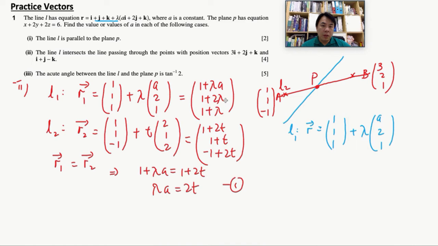Then we're going to compare the second component, which is 1 plus 2 lambda must be the same as 1 plus t here. Then we found that 2 lambda is actually equal to t. Now that will be our second equation. From here it's quite obvious.